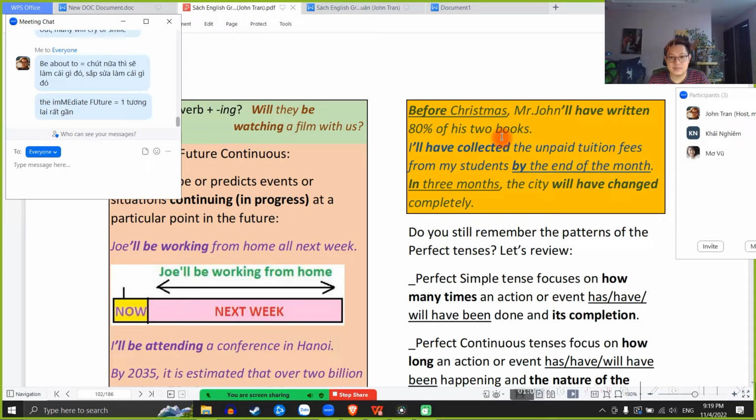I will have collected the unpaid tuition fees from my students by the end of the month. Cho tới lúc mà cuối tháng. The end of the month là một cái fix, một cái thời điểm cố định. It's a fixed time. Cho tới cuối tháng, tôi sẽ đã thu gom hết được những cái học phí chưa có trả, tức là học trò nợ từ học viên của tôi.